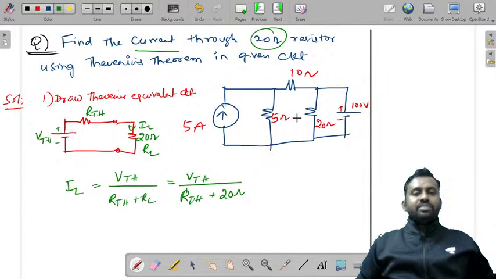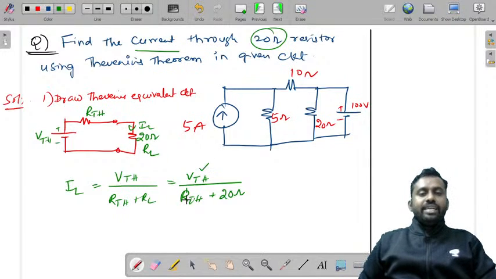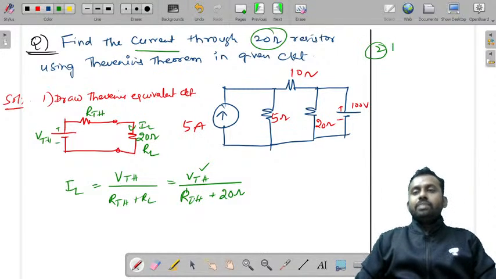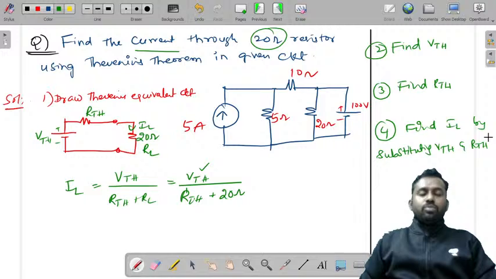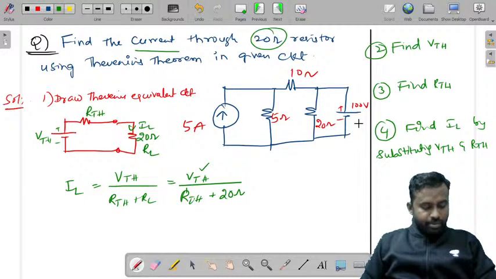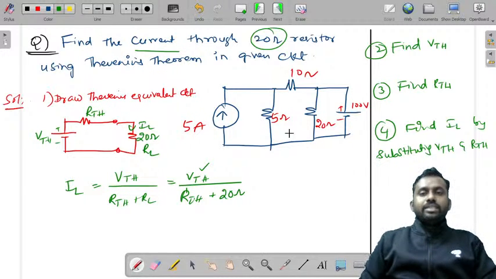I'll write all the steps first, then we'll solve. We need to find VTH and RTH. So the second step is find VTH, and there is a procedure. The third step is find RTH, and the fourth step is finally find IL by substituting VTH and RTH. So this is what we'll do in 4 steps. I'll take this question to the next slide.